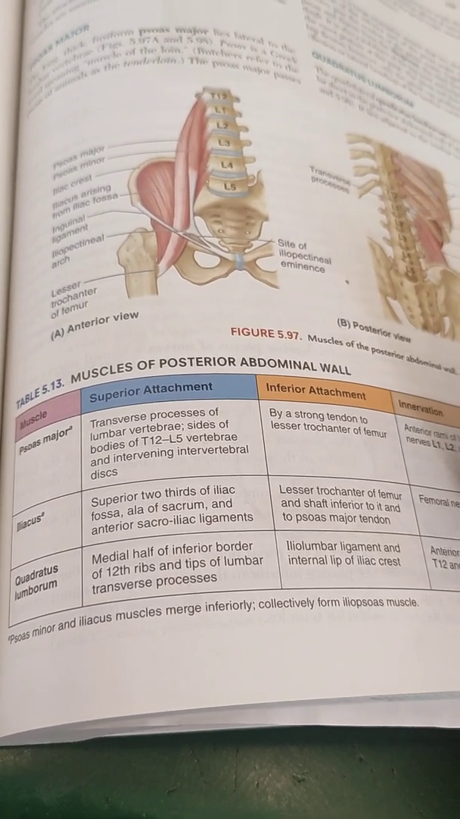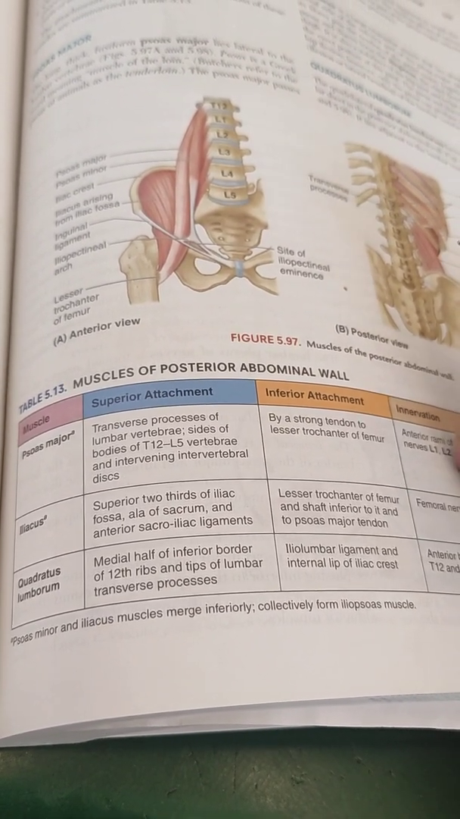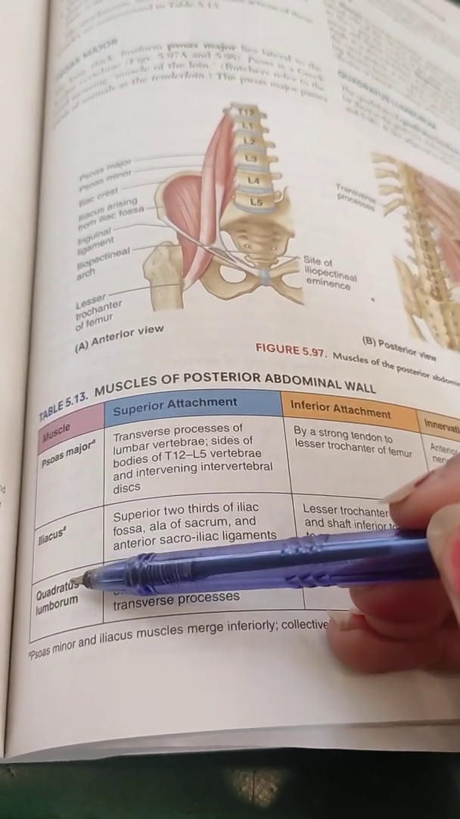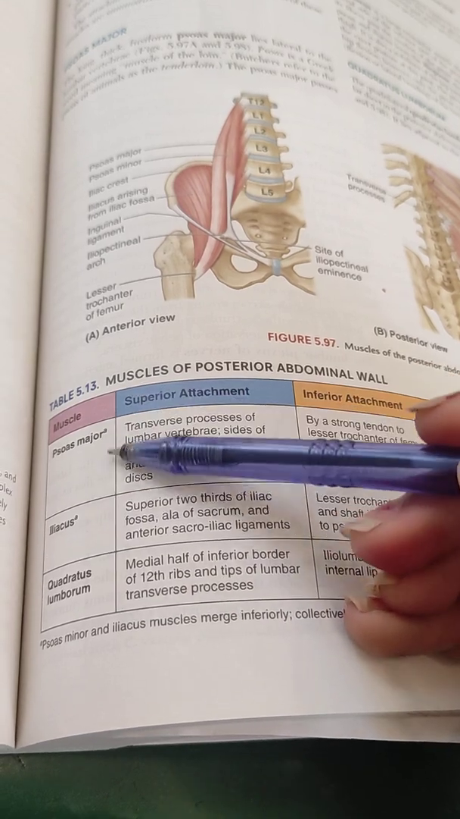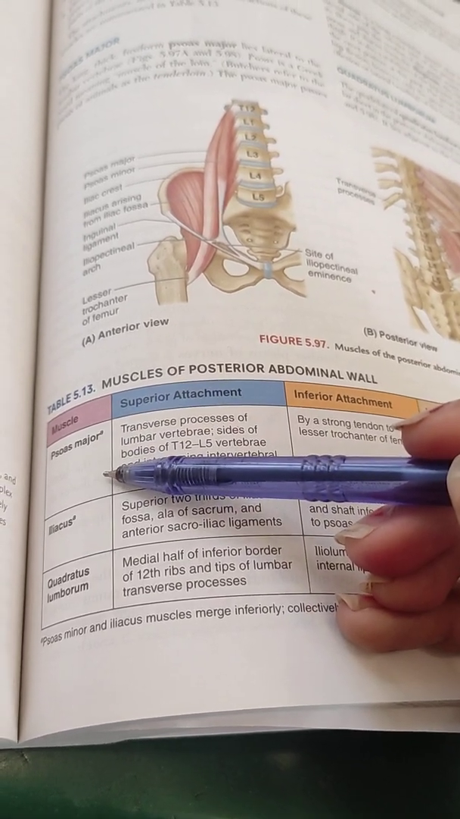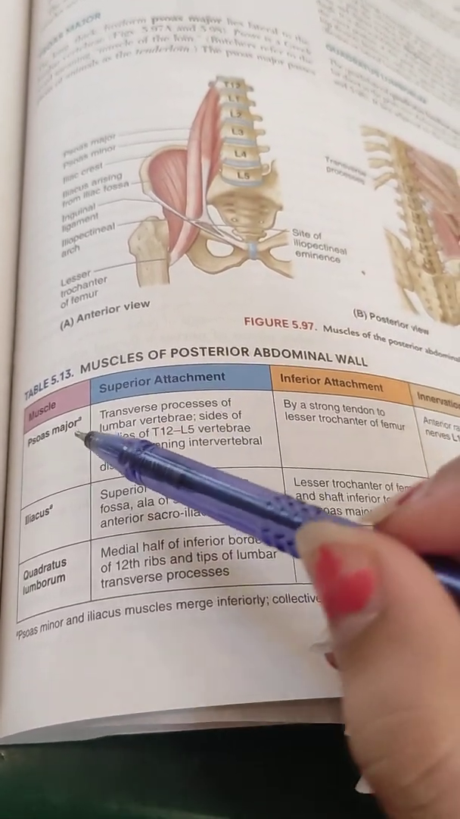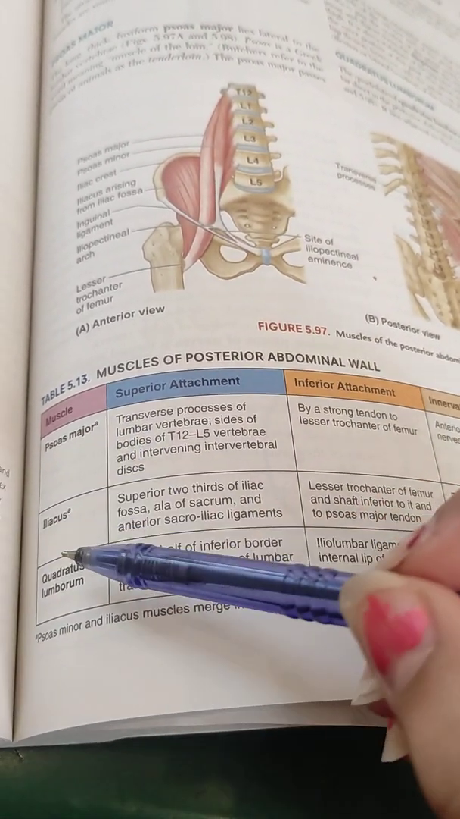Now we have the muscles of the posterior abdominal wall. These are the psoas major, iliacus and quadratus lumborum. These are the three main muscles, but psoas minor is also present in the posterior abdominal wall. We are going to see the attachments of these three muscles.